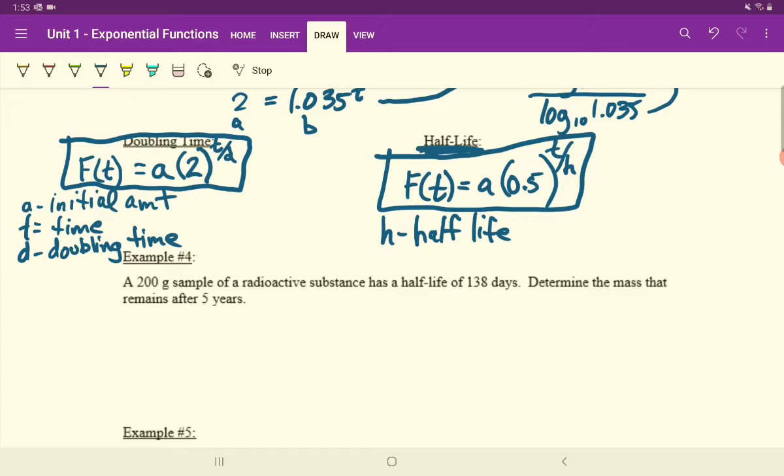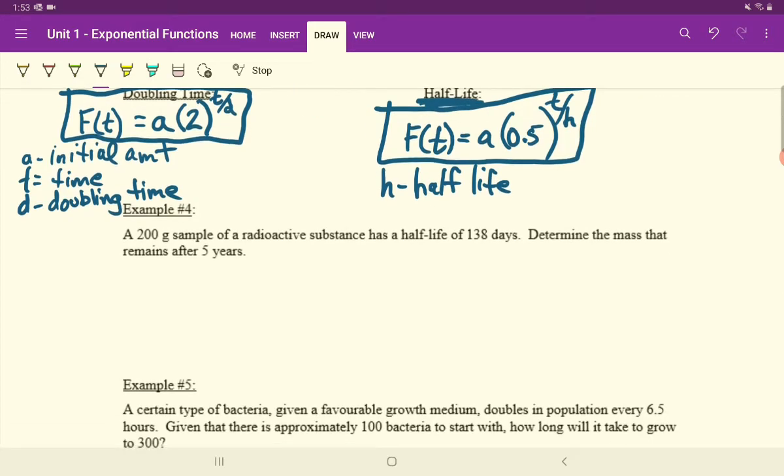Okay, so let's start a question. A 200-gram sample of a radioactive substance has a half-life of 138 days. Okay, so that's our H. Half-life. Determine the mass that remains after 5 years. My T is 5 years. It's asking for my mass. So instead of using the letter capital F, I'm going to use the letter capital M. I want to find my mass after 5 years. So let's write out the equation using proper letters.